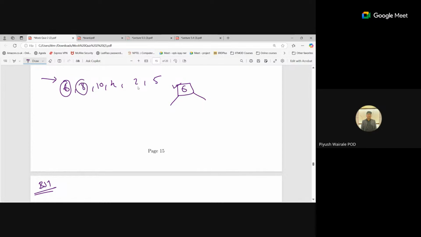For example, 8. 8 is greater than 6, so that will be on the right side. Similarly, 10. Again compare with 6, again compare with 8, again greater than 8, so that will be on the right side. What about 4? Less than 6, on the left side. 2 is less than 6 but also less than 4, so that will be on this particular side. What about 5? Less than 6 but greater than 4, so it will be on the right side like this.